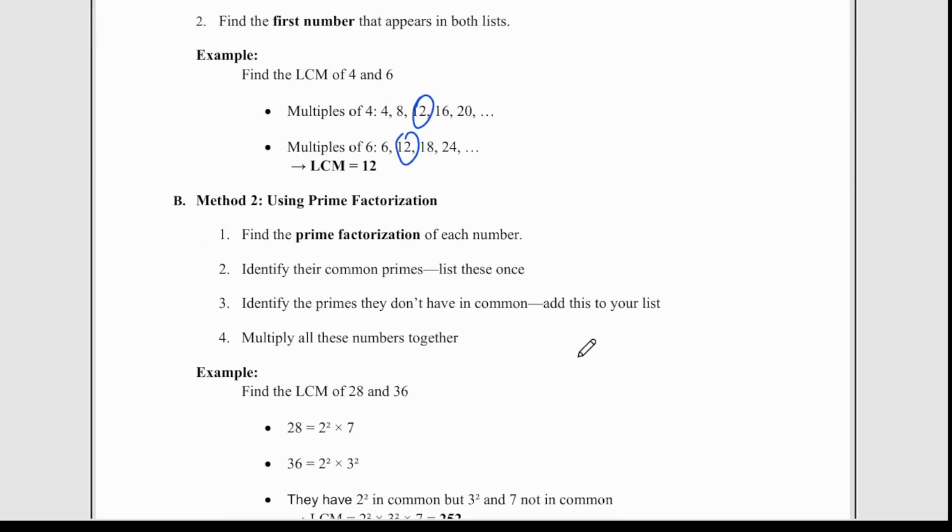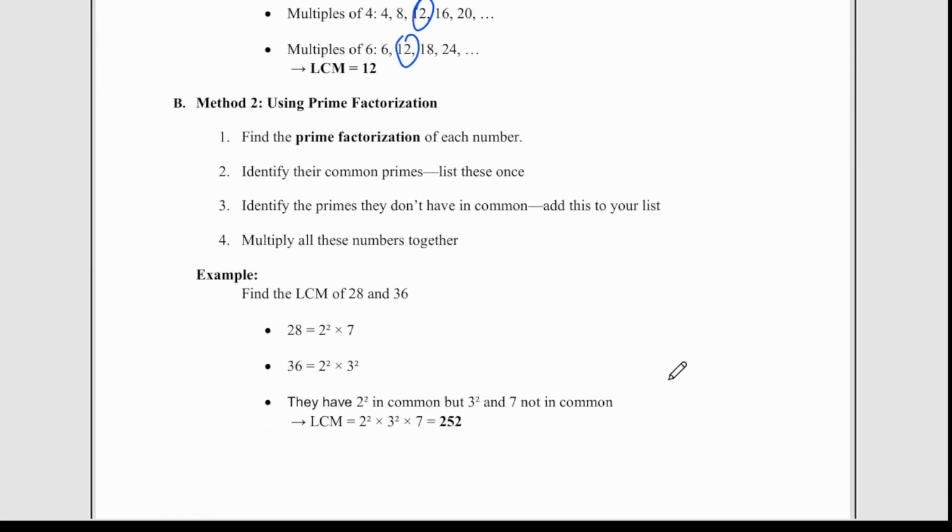So what's a more systematic way? Using prime factorization. For that, what you do is you prime factorize each number, identify the common primes, and list those once. Then identify the primes they don't have in common, add that to the list, and then multiply all those numbers together. So what do I mean by that?